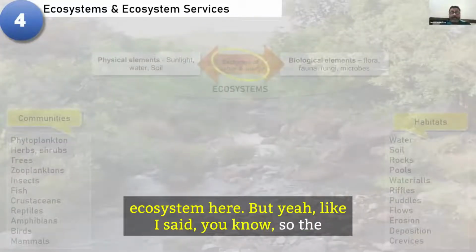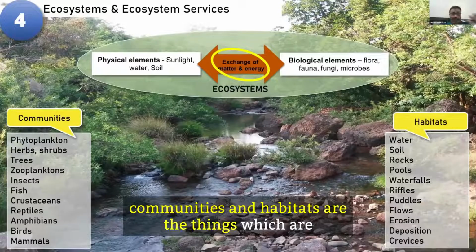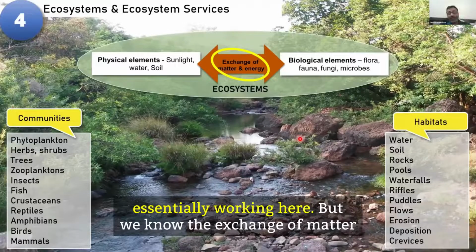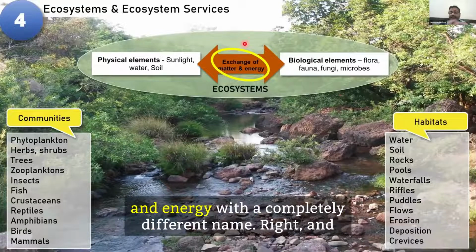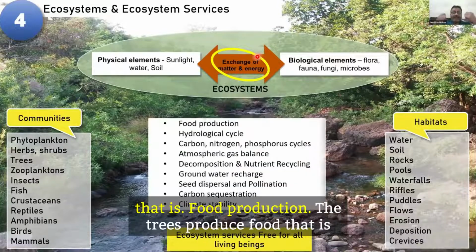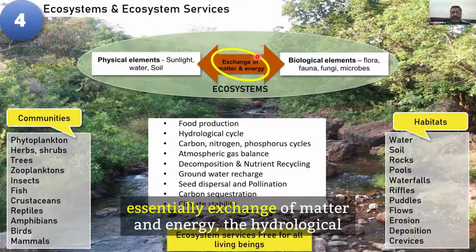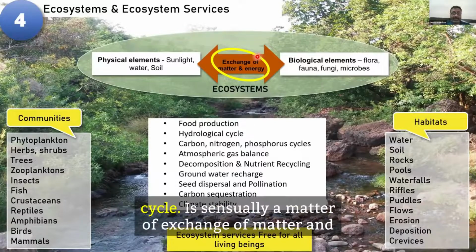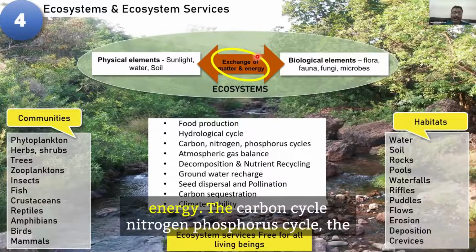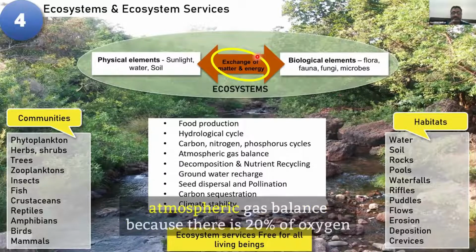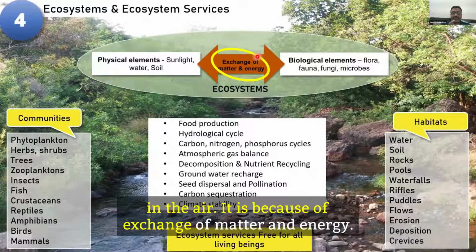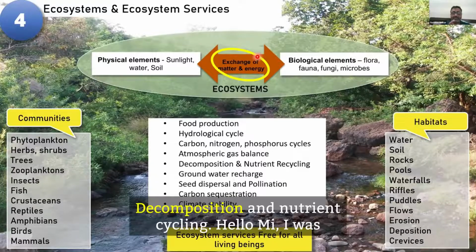But yeah, like I said, the communities and the habitats are the things which are essentially working here. But we know the exchange of matter and energy by a completely different name, right? And that is food production. The trees produce food. That is essentially exchange of matter and energy. The hydrological cycle is essentially a matter of exchange of matter and energy. The carbon cycle, nitrogen, phosphorus cycle, the atmospheric gas balance, because there is 20% of oxygen in the air. It is because of exchange of matter and energy. Decomposition and nutrient cycling.